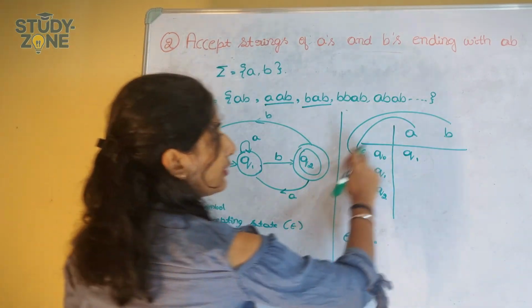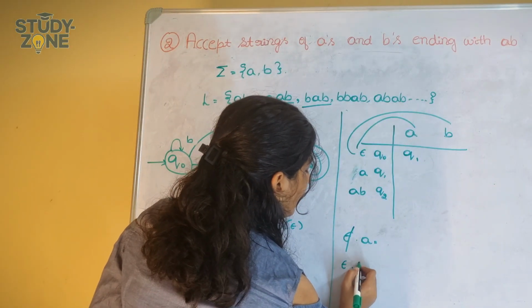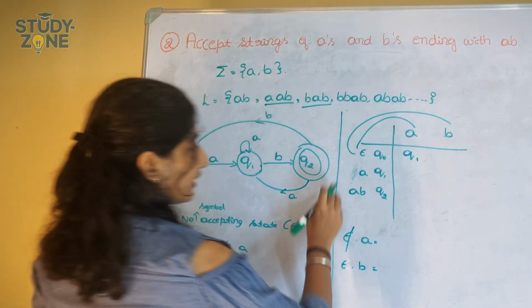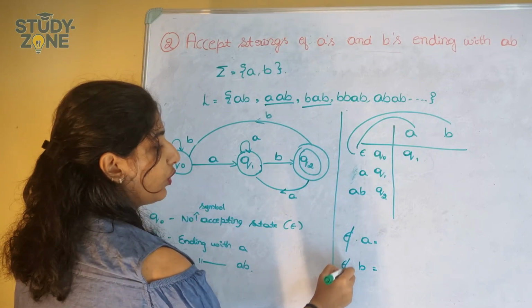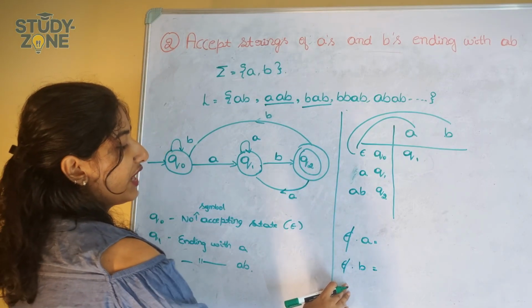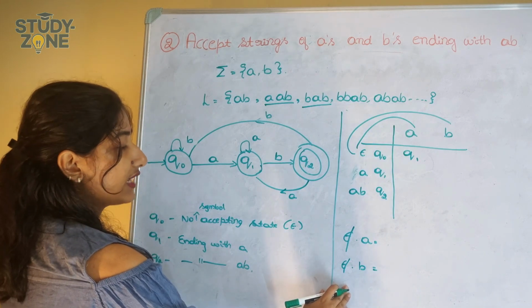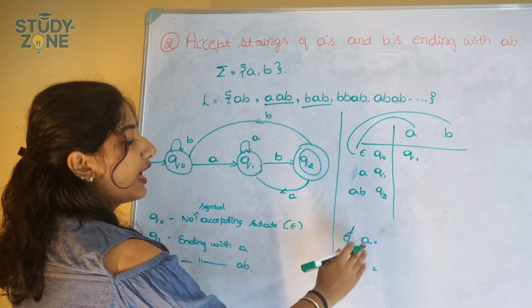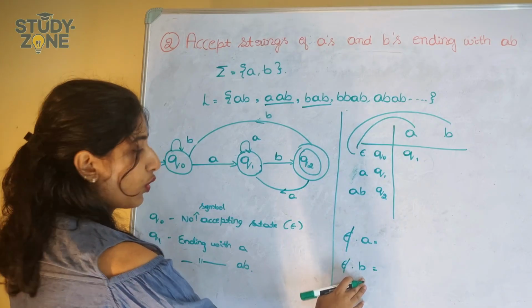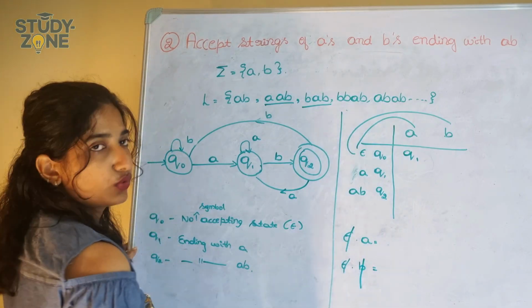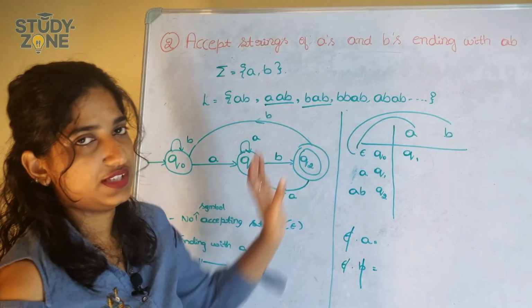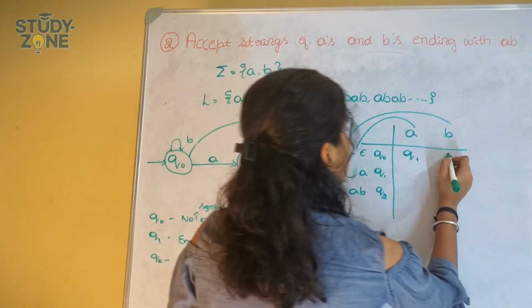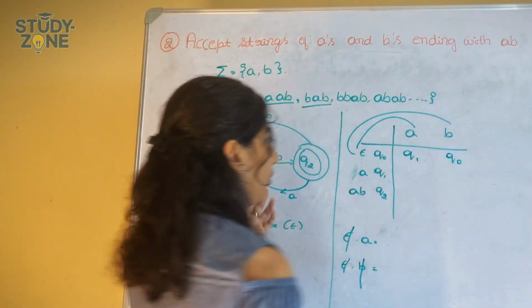Now multiply these two, that is epsilon into B. Is there any state that is accepting or ending with epsilon B? No. Cancel out the first term and check whether there is any state that is ending with or accepting B. No. We have to cancel out this one too. Now what do we have to write? We have to write the initial state only. So that is Q0 only.